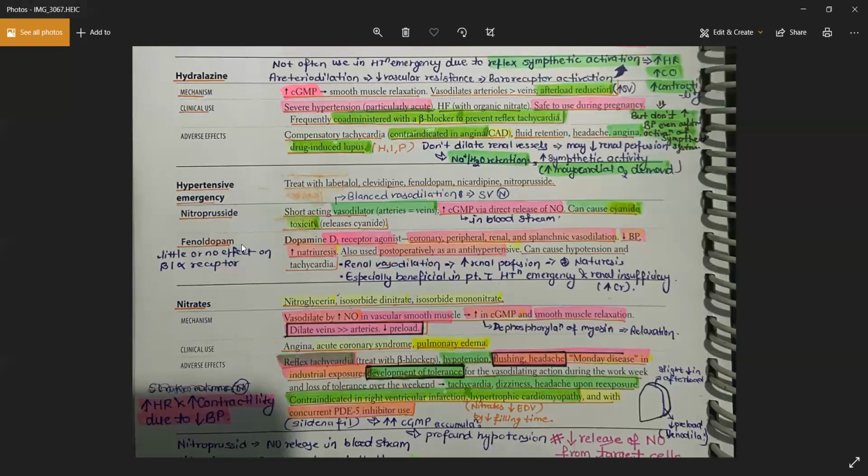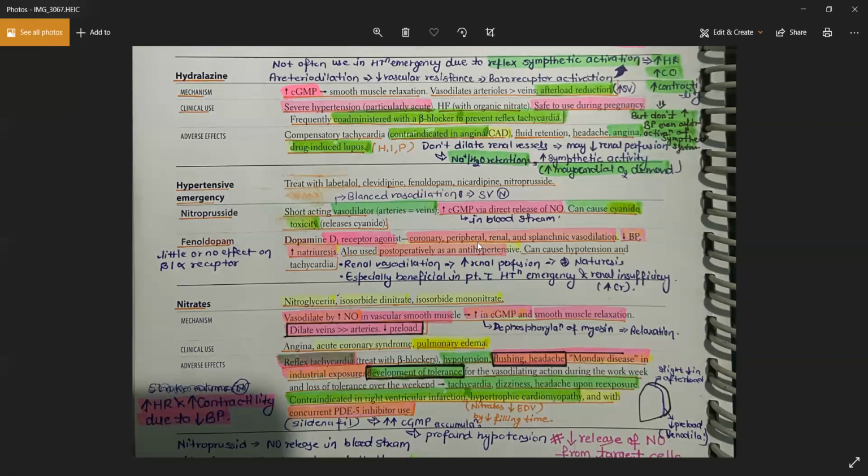You guys already studied it in the autonomic chapter. It is a selective D1 receptor agonist, and you can even tell me how the D1 receptors work. What kind of G protein coupled receptors are they? GS type, yes. They will cause a vasodilation, especially renal vasodilation, to increase the renal blood flow.